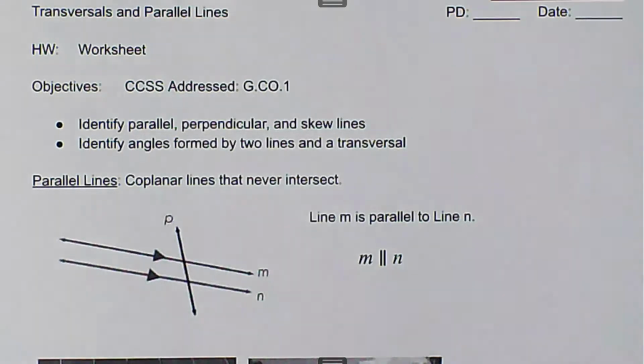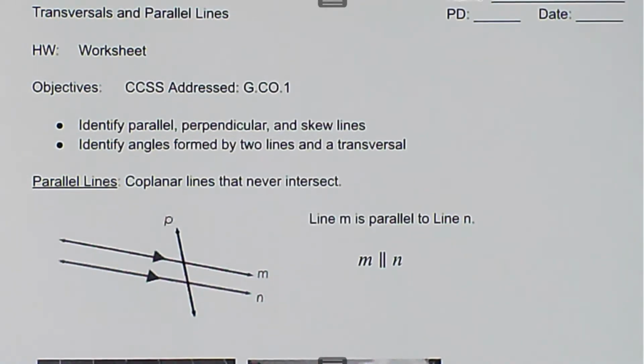We are talking about transversals with parallel lines, and we want to identify parallel, perpendicular, and skew lines, and identify angles formed by two lines in a transversal. So first thing we got to understand is, what does it mean to be parallel?